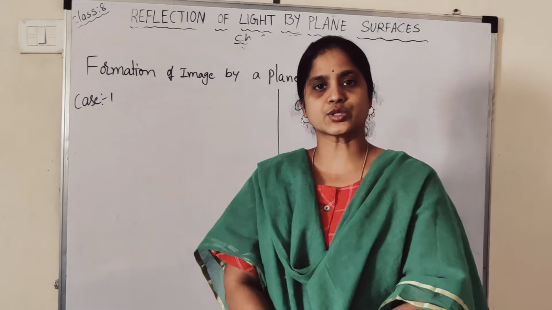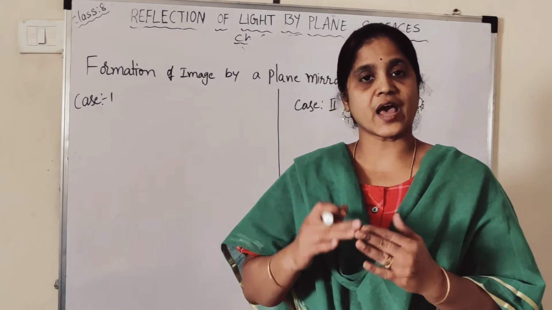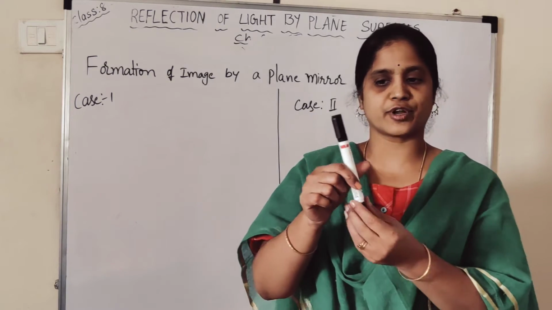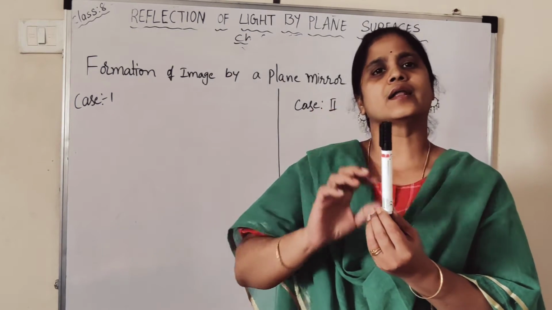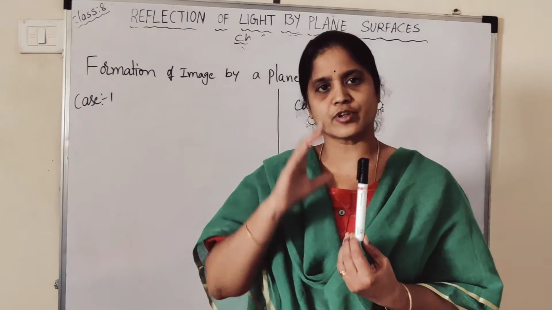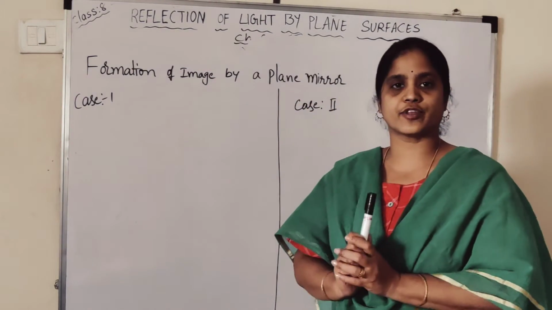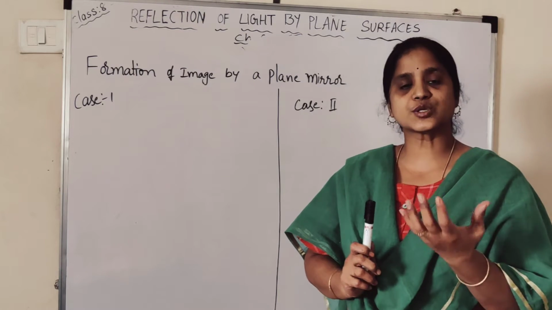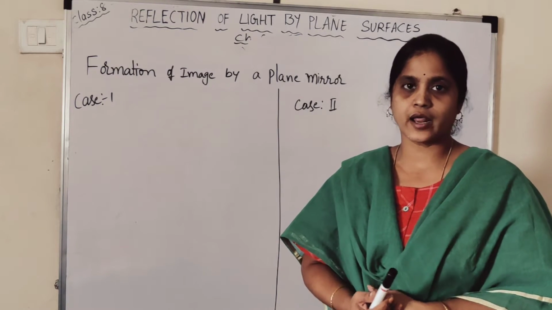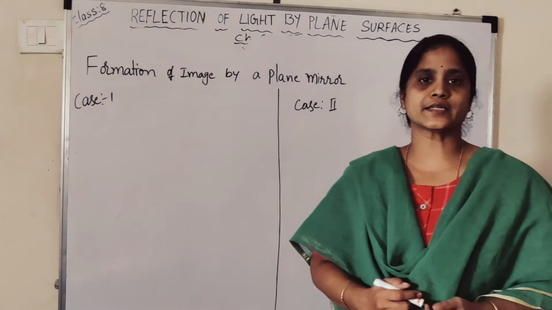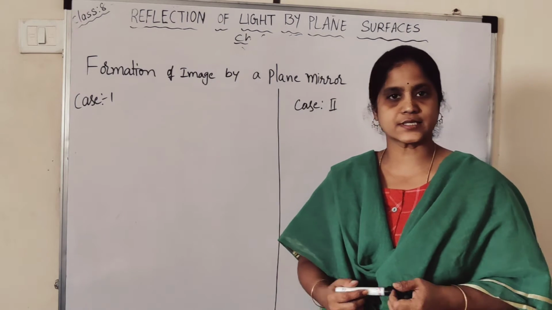And in case 2, you place an object having some height. Suppose you take this pen, it has some height, like each object has some height. If you place an object with some height in front of the mirror, then how do you get the image of the object and how to draw the ray diagram. So that's what we will discuss in this video.